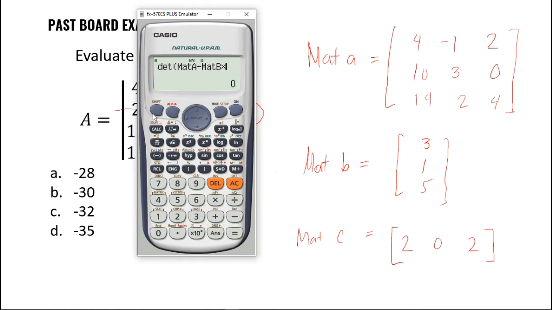So shift muna tayo guys. So shift, matrix, then matrix C. So ito yung i-input natin. Determinant of matrix A minus matrix B times matrix C. So equals natin guys. So this is negative 28.